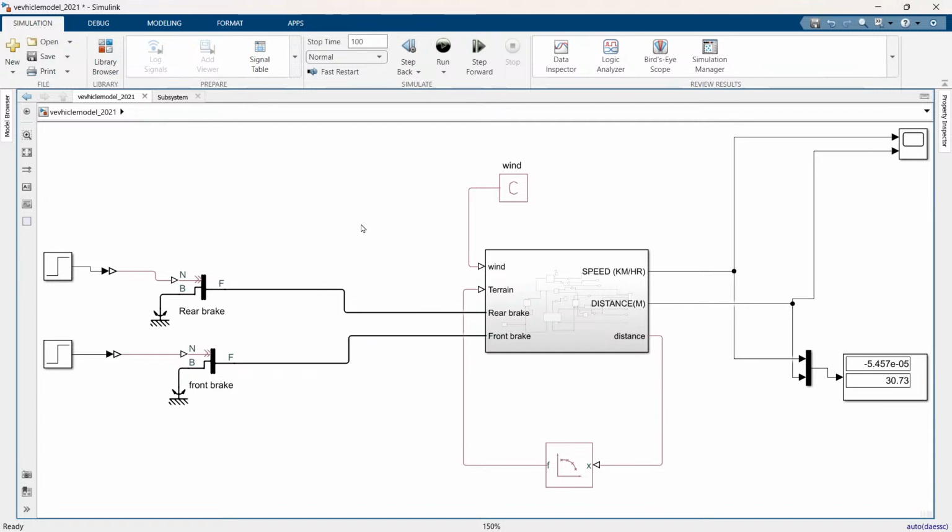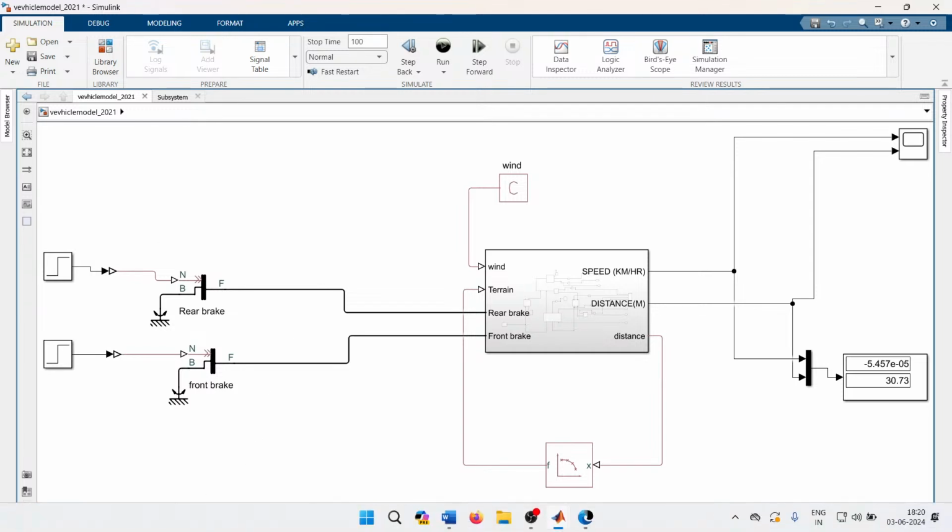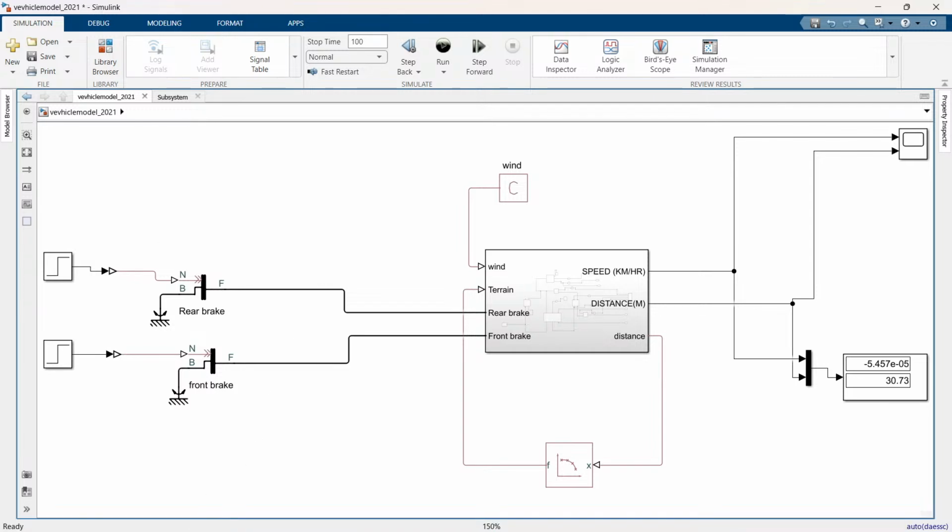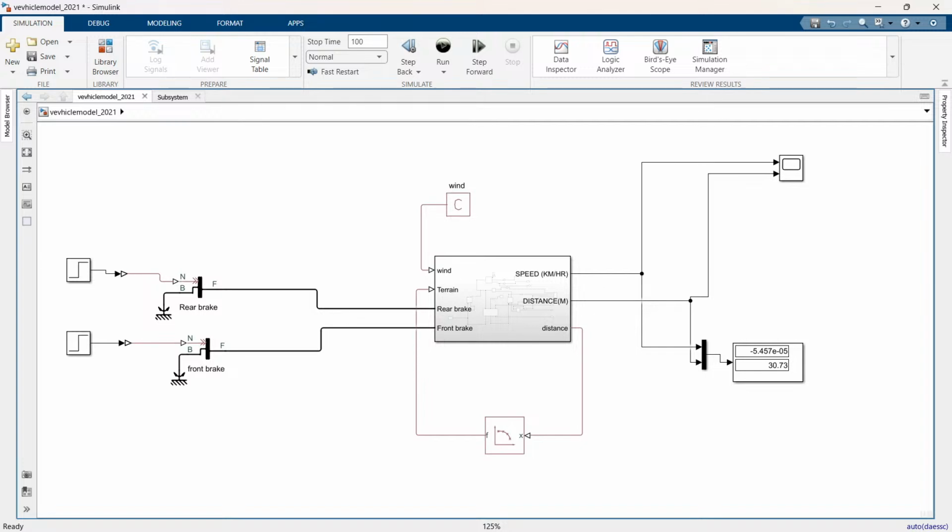Do you have any doubt in this? If you have any doubt, please mention it in the chat box. Is it buffering? Do you have any other doubts?